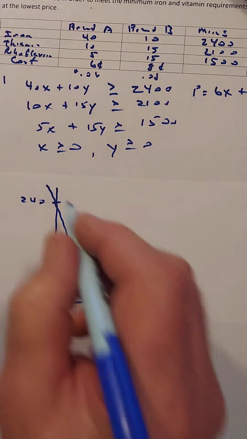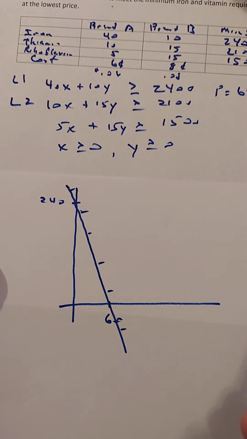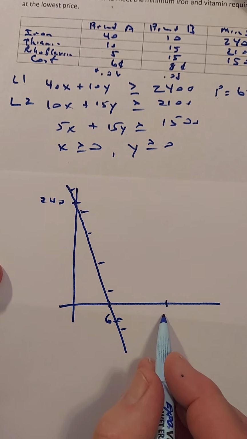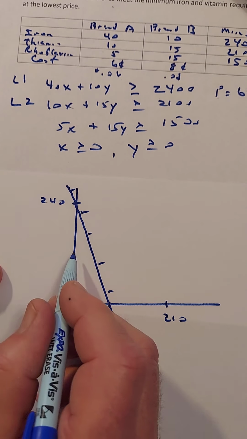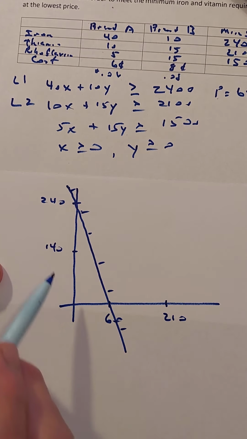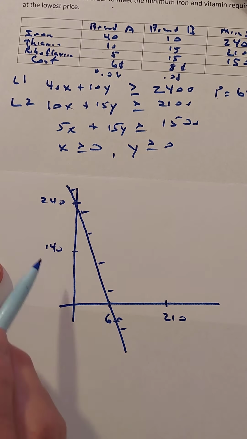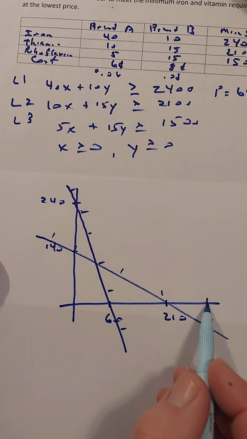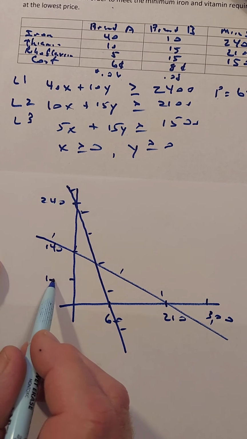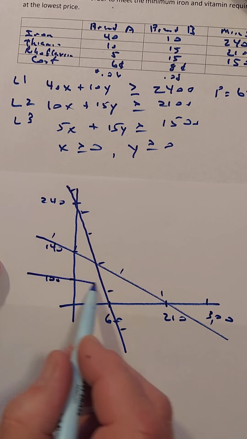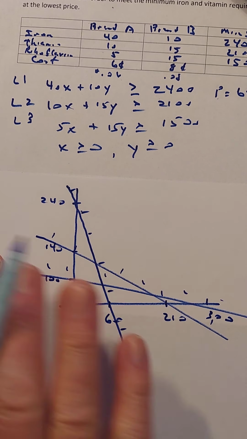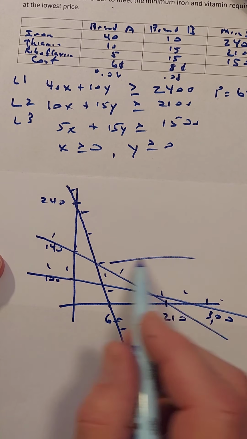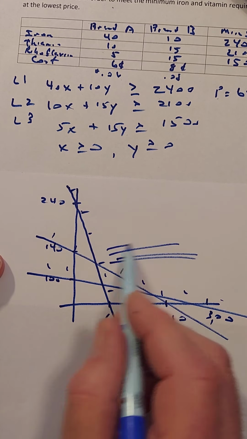L2, this is going to hit at 210 on the x-axis, and it's going to hit at 140 on the y. That line goes across here, and that's everything up in here. And then L3 is going to hit 300 here and 100 there. So I'm going to draw my line, and that's everything above this direction. So everything's greater than, so that would be everything out in here, which we haven't really done that before.